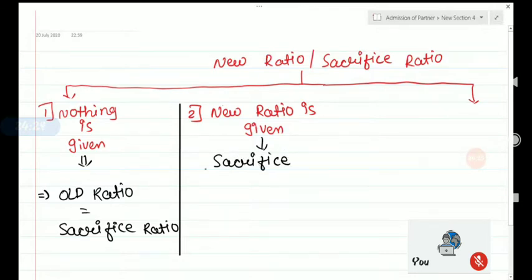Sacrifice equals to old ratio minus new ratio.